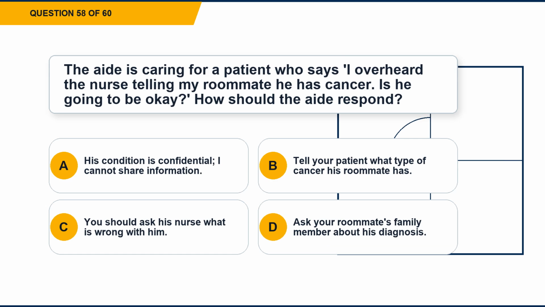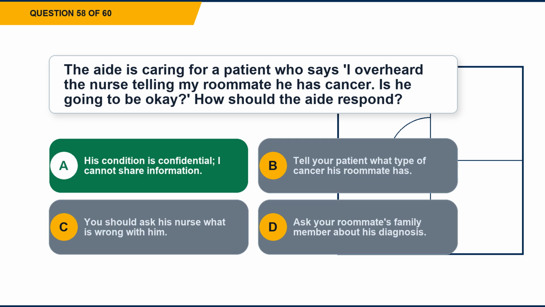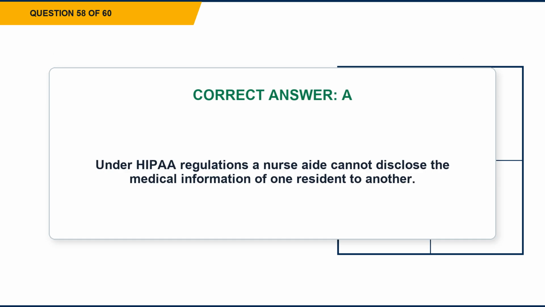Question 58. The aide is caring for a patient who says, "I overheard the nurse telling my roommate he has cancer. Is he going to be okay?" How should the aide respond? Option A, his condition is confidential, I cannot share information. Option B, tell your patient what type of cancer his roommate has. Option C, you should ask his nurse what is wrong with him. Option D, ask your roommate's family member about his diagnosis. The correct answer is option A. His condition is confidential, I cannot share information. Explanation. Under HIPAA regulations, a nurse aide cannot disclose the medical information of one resident to another.